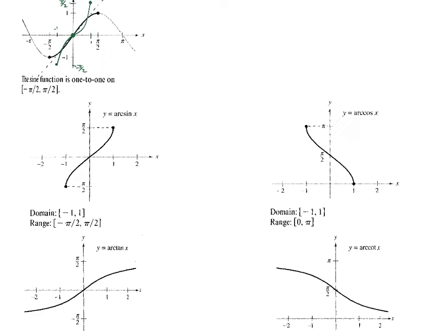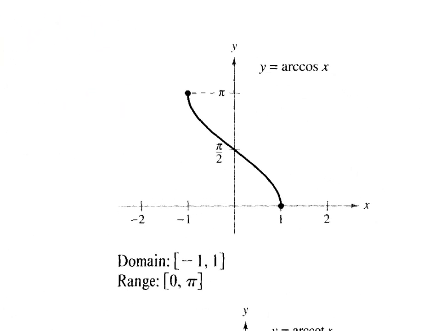Okay? Now, inverse cosine is essentially the same thing. The difference is that we made the 1-to-1 portion by cutting it off from 0 over to pi, like this. Okay? And then we reflect that across the line y equals x and you get what you see up there. Okay? So that's the inverse cosine.